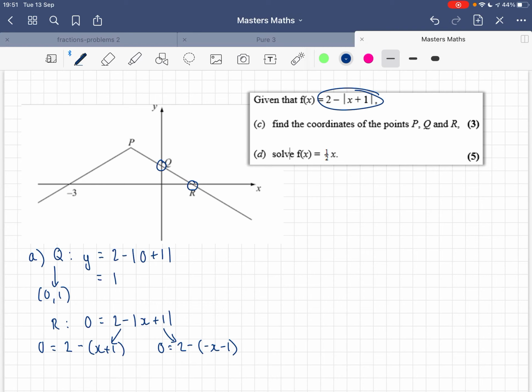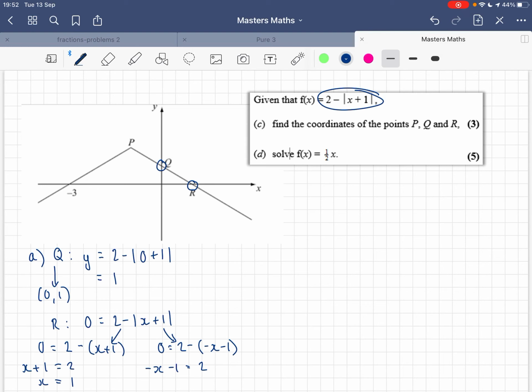So if we solve the first one, I'm going to add the bracket across. I have x plus 1 is equal to 2, so x is equal to 1. Seems like it would make sense. X is a positive value because R is over here. Obviously, it's in the positive part of the x-axis. Or when we do it the other way, we get minus x minus 1 is equal to 2.